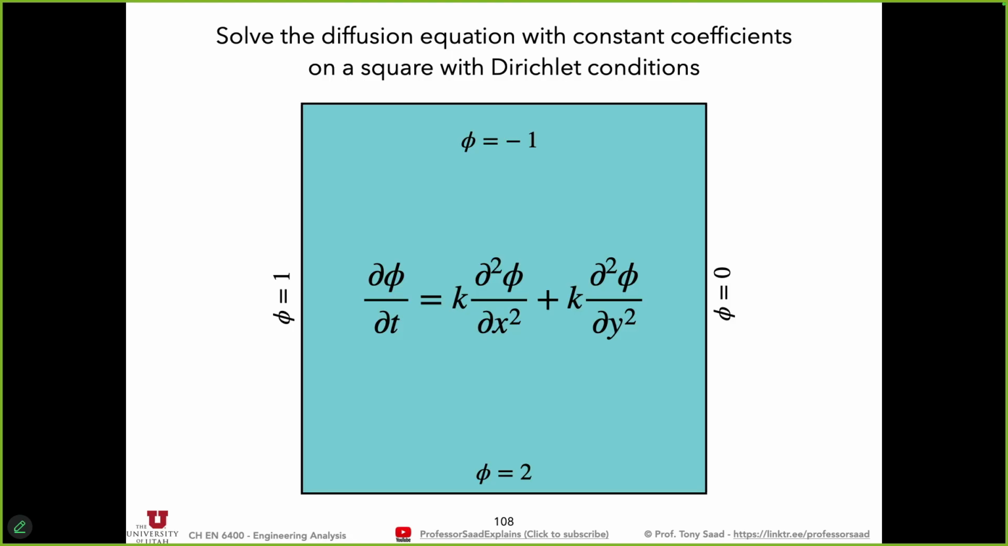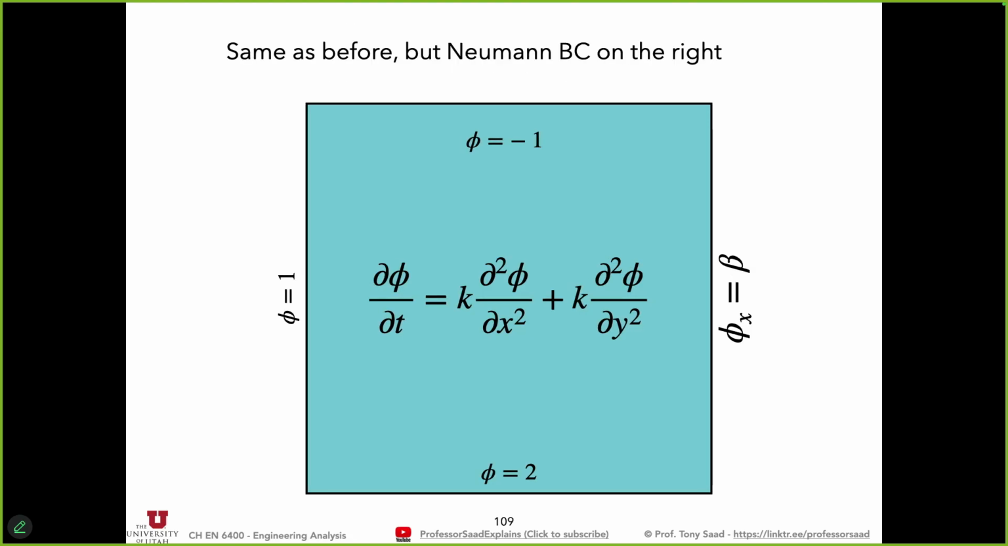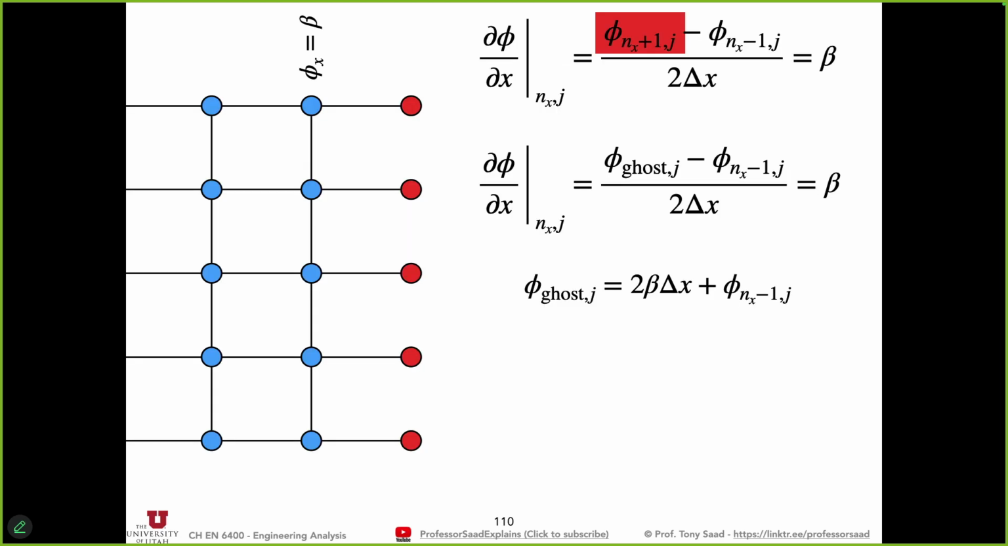Okay, so now the next question is, I want now a Neumann condition on the right, d phi by dx equal beta, okay? So this is identical to what we did in 1D, except we have to do it in 2 dimensions now. Okay, we have to do it in 2 dimensions. So the same thing we do, we introduce a set of ghost points on the boundary where you have a Neumann condition, okay?